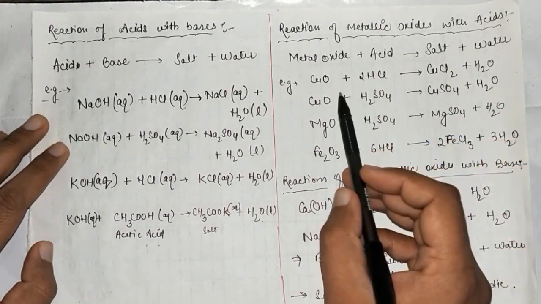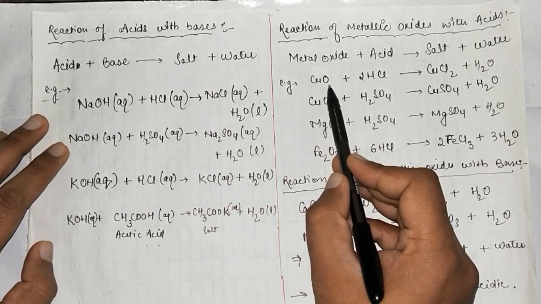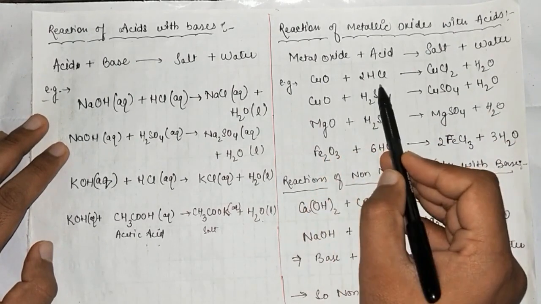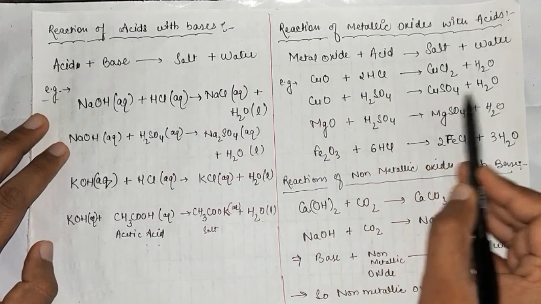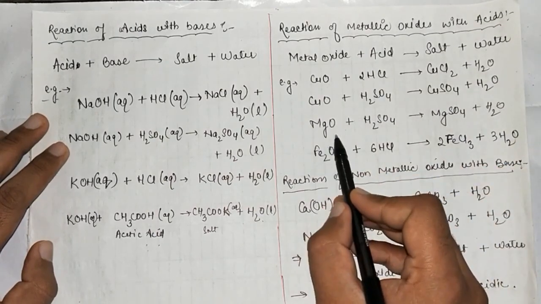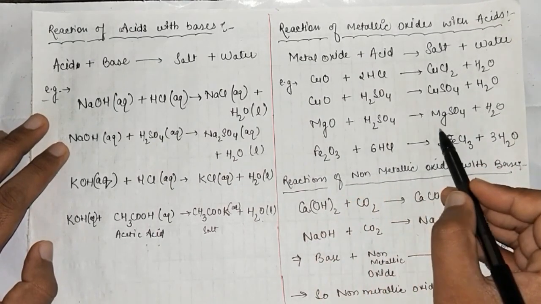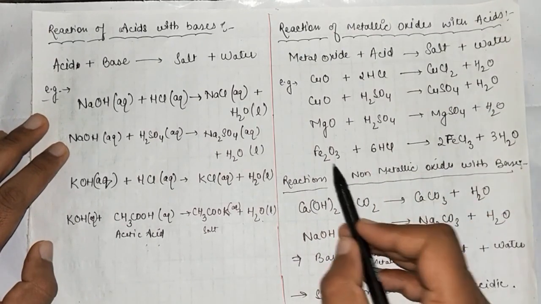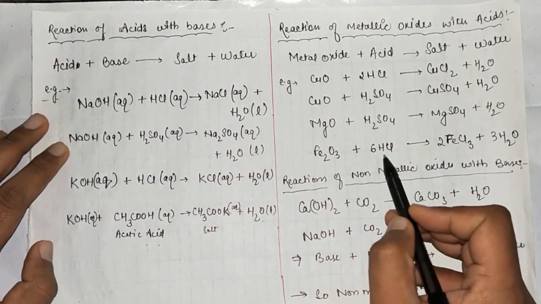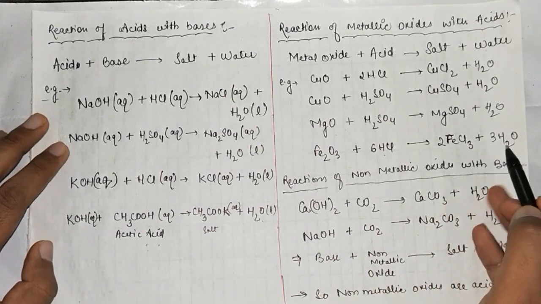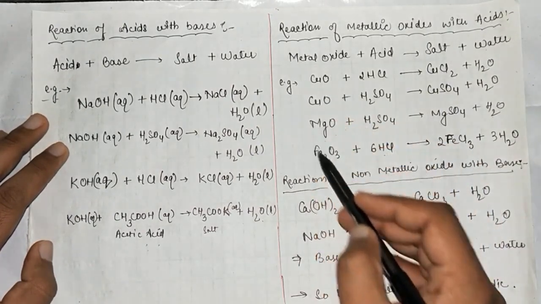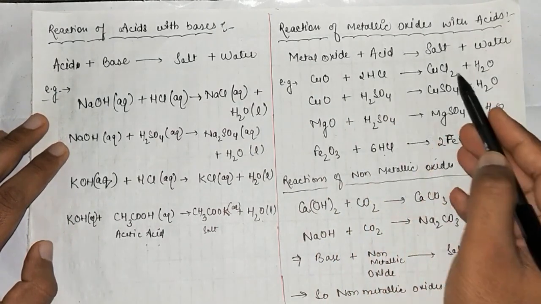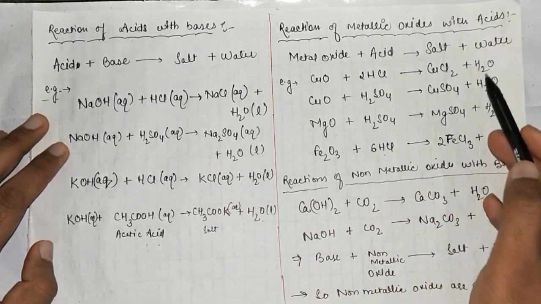Like we can take the example of CuO, copper oxide, plus HCl, it forms CuCl2 plus H2O. CuO plus H2SO4 gives CuSO4 plus H2O. MgO, magnesium oxide, plus H2SO4 forms MgSO4 plus H2O. Fe2O3 plus HCl forms FeCl3 plus 3H2O. So these are the metal oxides and these are acids. They react together to form salts plus water.